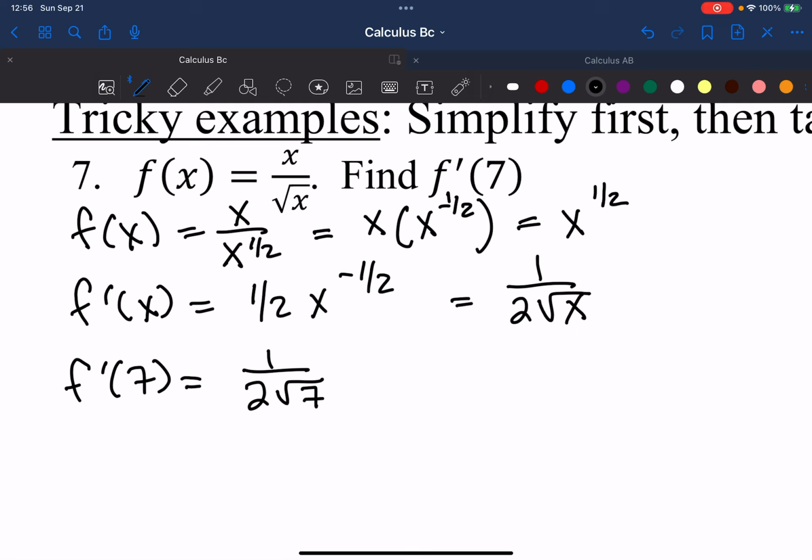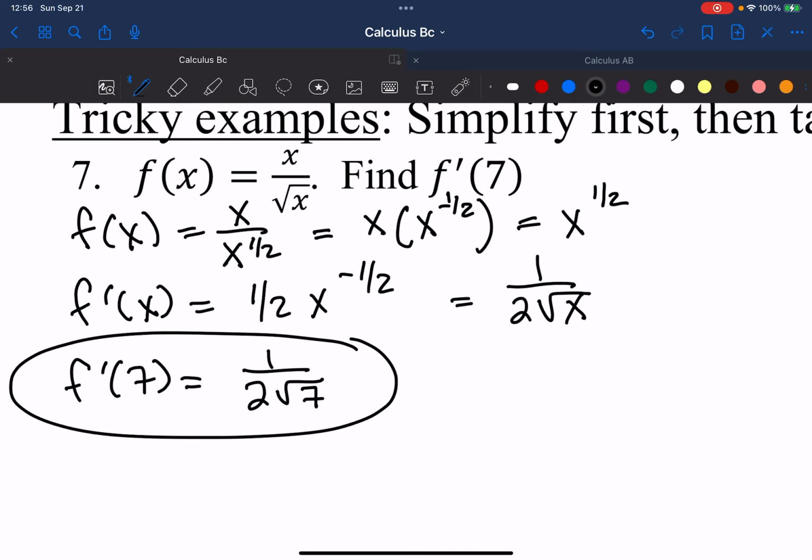I would leave it like this. The reason why I'm leaving it like this is because I can't simplify the square root of 7 any further, and I do not want to convert this to a decimal.